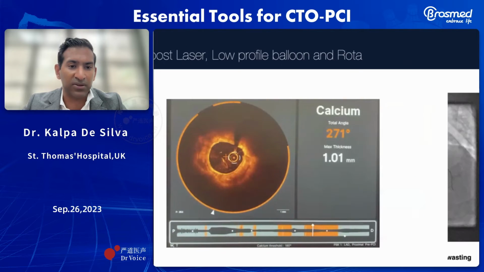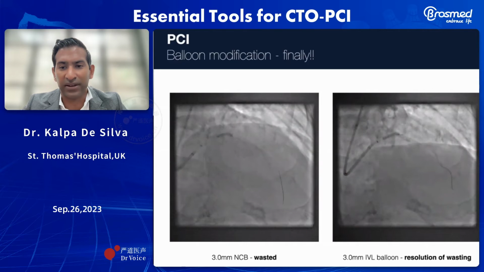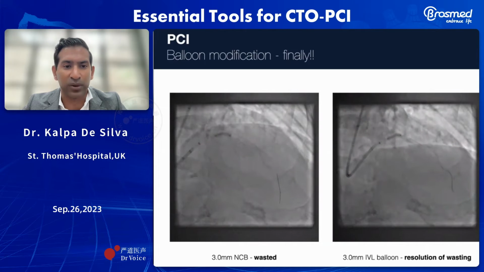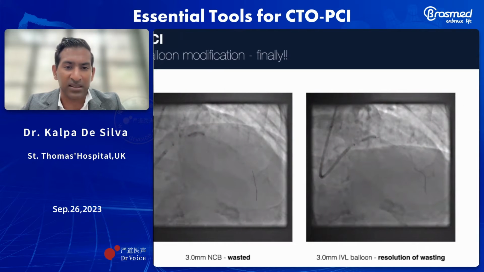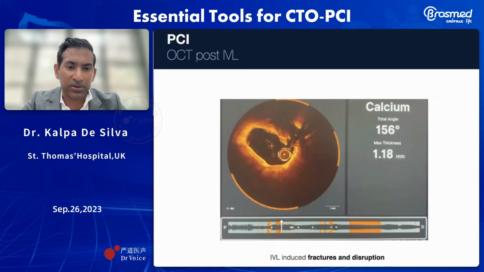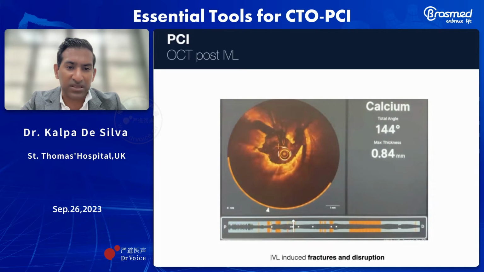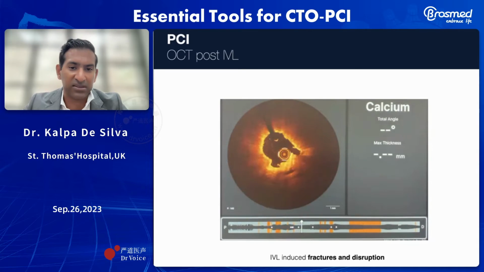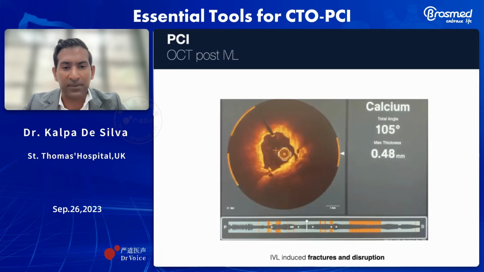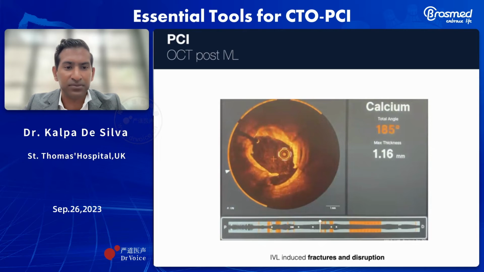So I took balloons, the 3.0 NC balloon, which was waisted in the left panel, and I subsequently used IVL to modify this further, which resolved the waisting. And you can see here on the subsequent OCT really interesting fractures that you often see with OCT, with disruption within the vessel, with intimal dissection, and fractures evident in that segment of the OCT. So I was happier that the vessel was prepped properly to allow stent implantation at this point.